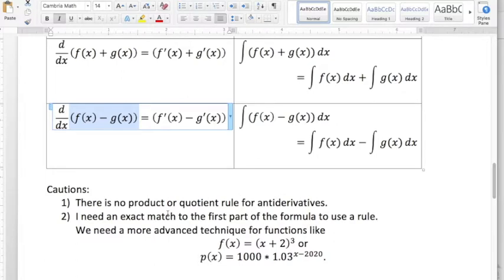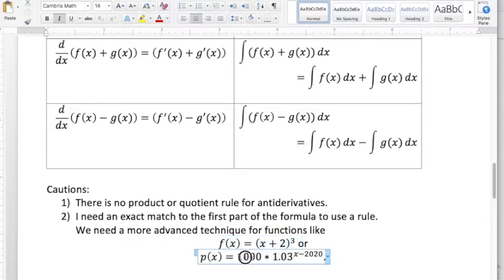Noticeably missing from this list, there's no product or quotient rule. I need an exact match to the first part of the formula to use a rule. And so we'll need more advanced techniques if we're given a function like (x plus 2) cubed, because I wasn't given any formula that said (x plus a) to a power, only x to a power.